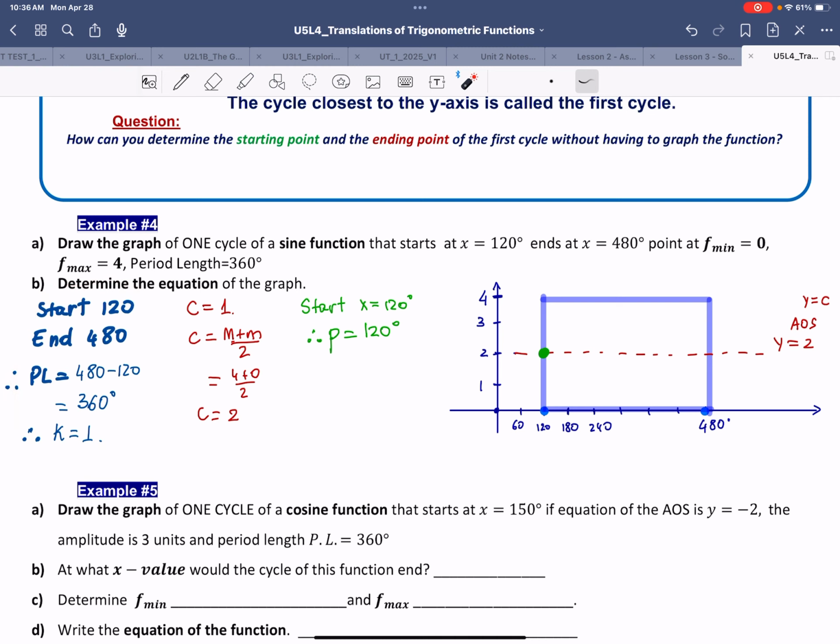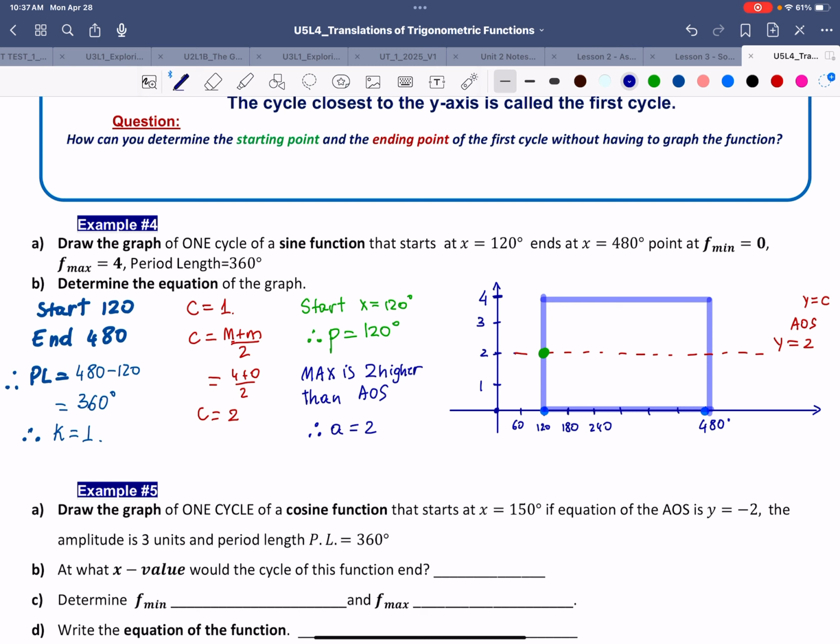Now, as you can see also, the maximum is 4, the minimum is 0, which will make the maximum 2 units far from the axis of symmetry. So we're going to write that down as well. So max is 2 higher than axis of symmetry, above axis of symmetry. So that will make the coefficient a equal to positive 2.